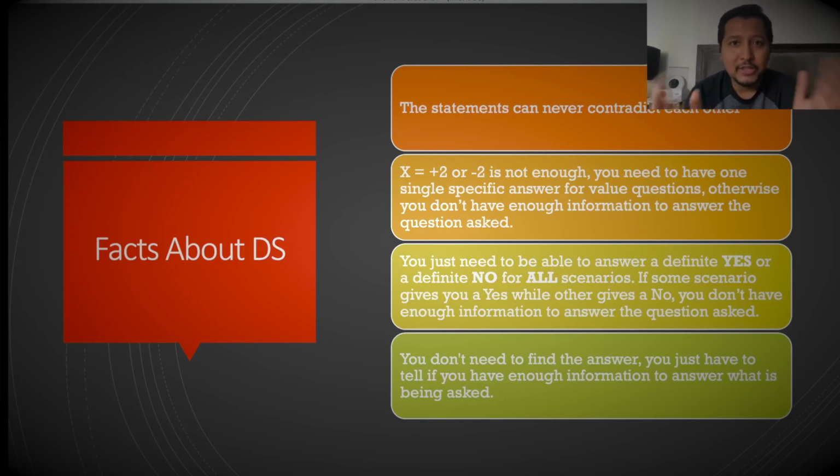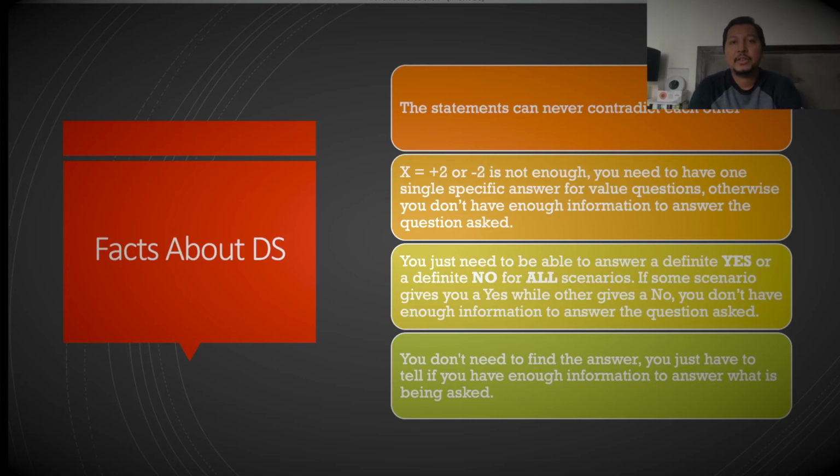Okay, so unless you have such a definite answer, you cannot say you know the answer. You just don't have enough information, and you'll need more information to determine if x is positive or negative. And finally, remember, time is of the essence in GMAT. We don't really have enough time, so don't try to calculate the answers if you don't really need to.